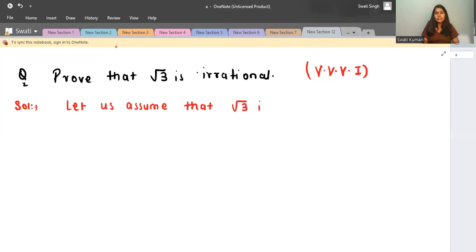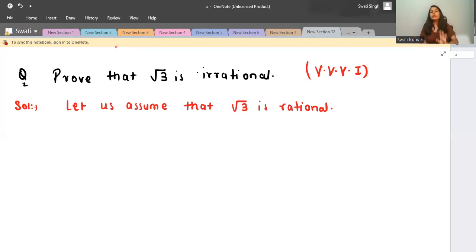root 3 is rational. So we are assuming that it is rational, and later on you will see that our assumption will be wrong, and when our assumption is wrong, then this statement is also wrong. And if this statement is wrong, then what will be the correct statement? Just the opposite of this. That means if root 3 is rational is incorrect, then root 3 is not rational will be correct, and root 3 is not rational is the same as root 3 is irrational. So let us understand this.